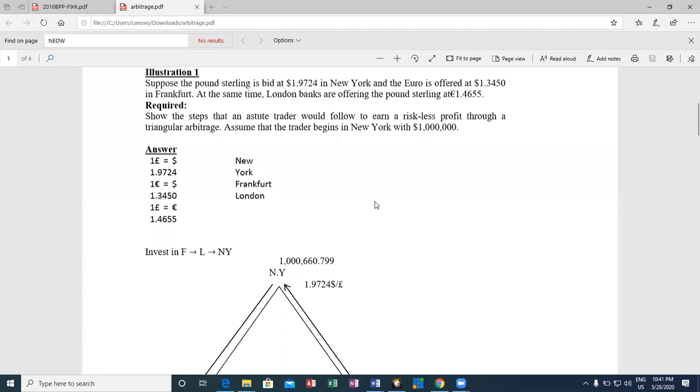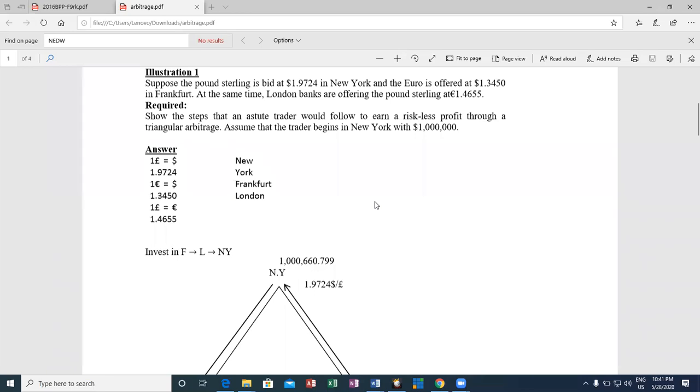So show the steps that an astute trader would follow to earn a riskless profit through a triangular arbitrage. Assume that the trader begins in New York with dollars, a million. So he has got a million dollars. Where I begin is not any of my business, ladies and gentlemen.